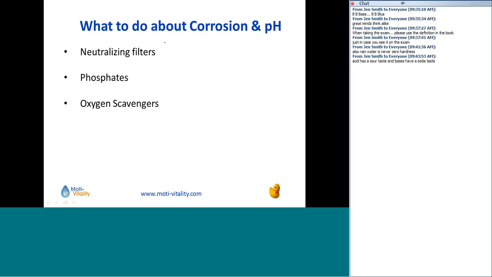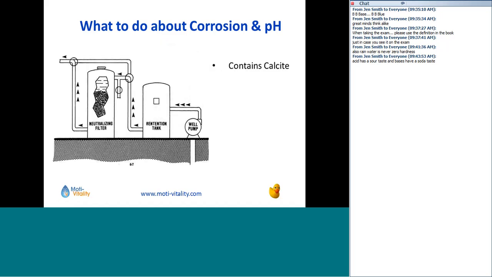Oxygen scavengers: if you have really high pH or a lot of dissolved oxygen in the water, then an oxygen scavenger is going to eat some of that. It's going to capture that oxygen. And then coatings and insulating unions, we'll talk about these. Okay, so neutralizing filters. Neutralizing filters contain calcite.